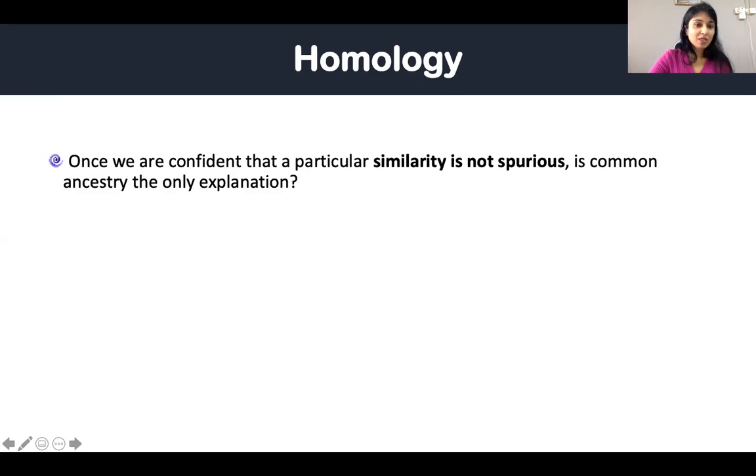So the question is this: once you're confident that the similarity you see is not by chance, is common ancestry the only explanation? That means, is it because they are from common ancestors that they have similar function, or can anything else be a reason for similar function in a structure or a gene or a protein?